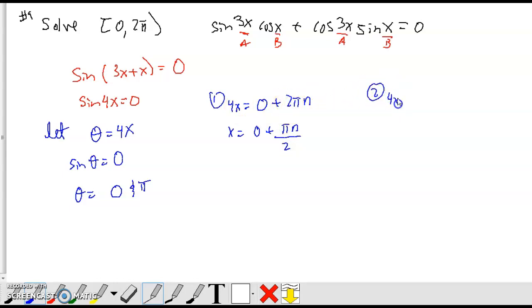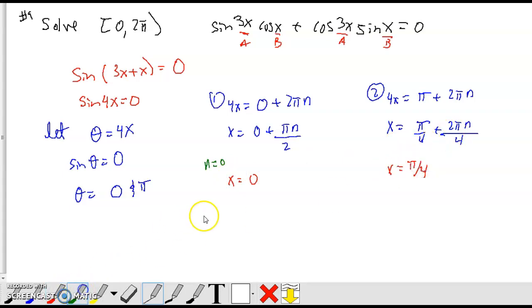And then my second equation, so 4x is equal to pi plus 2 pi n. And then I'm going to leave this all with the denominator of 4 for this problem. All right, so what happens when I say n is equal to 0? Let's do it in red. I'm going to get 0. And over here, I'm going to get pi over 4. When n is equal to 1, 0 plus, and then this will just be pi over 2. And then when I plug a 1 in, 2 plus 1, so this will become 3 pi over 4.